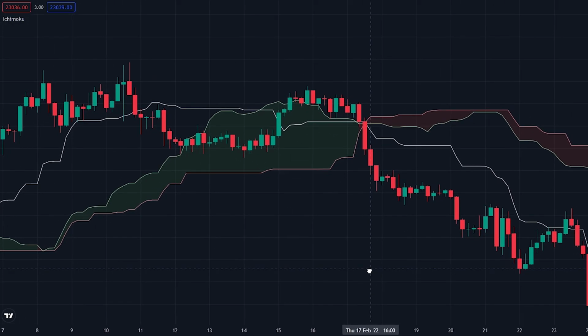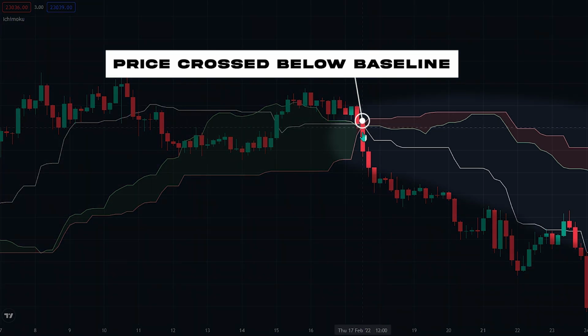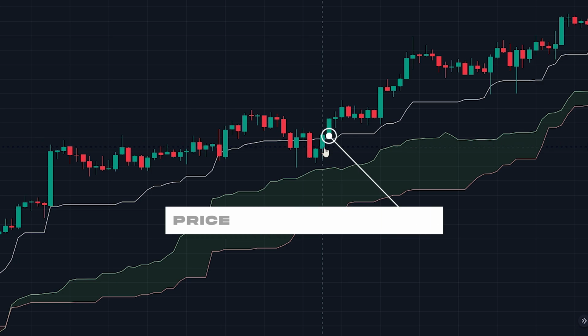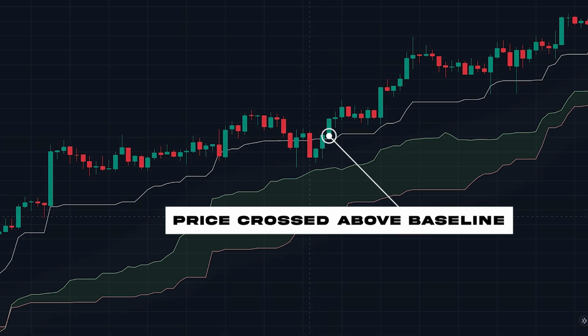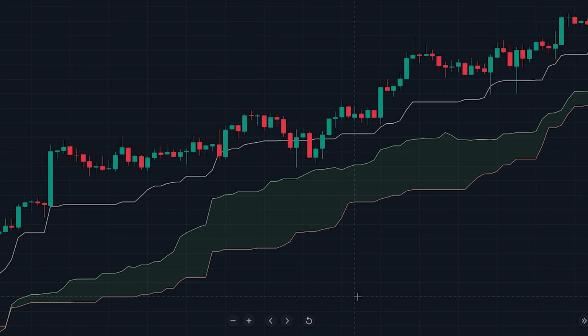Here we see that the price crossed below the baseline, but this time we also see that the Ichimoku Cloud is red. This means that there is now a strong sell signal. As you can see, the same goes for buy signals. Whenever the price crosses above the baseline and the Ichimoku Cloud is green, the buy signal can be interpreted as strong.